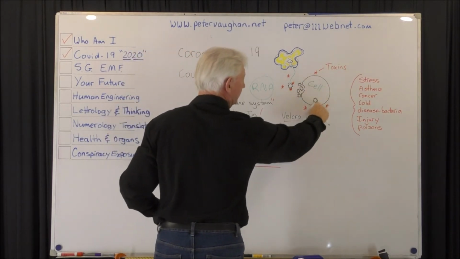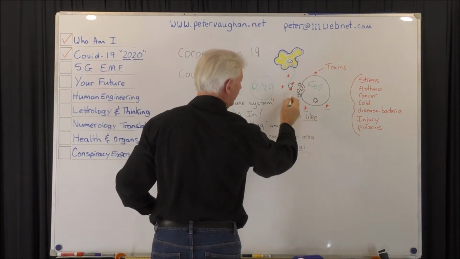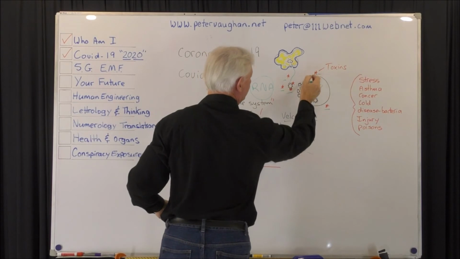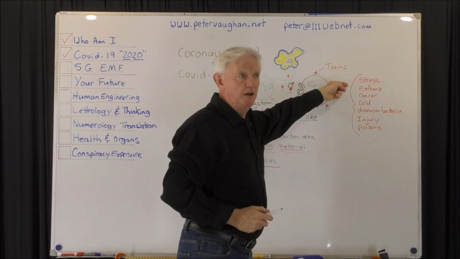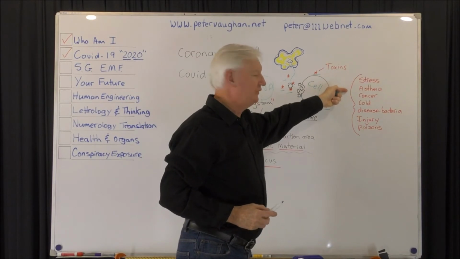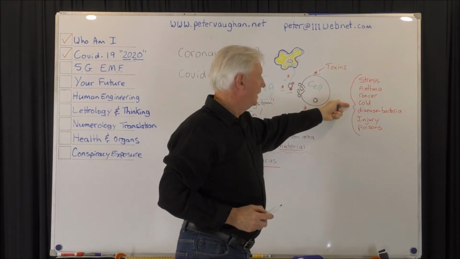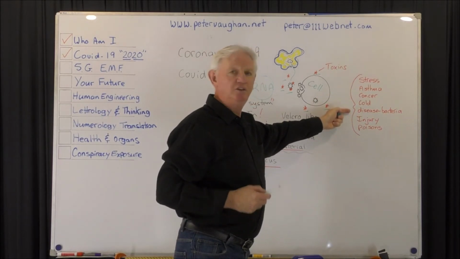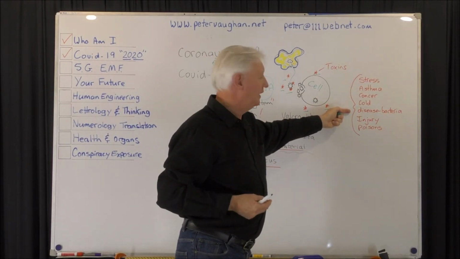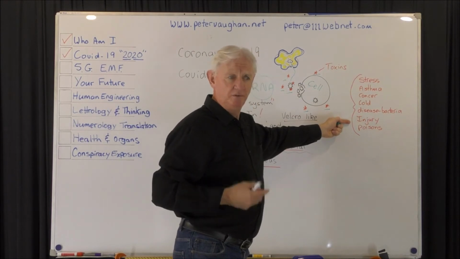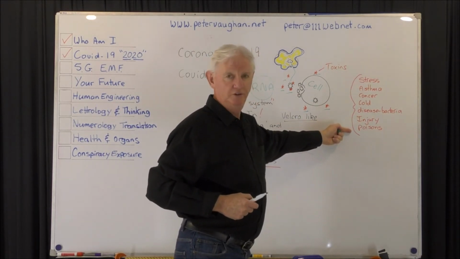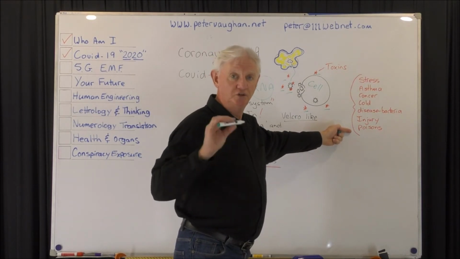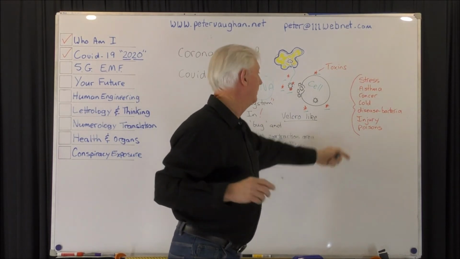Here we have a cell. It's getting attacked by toxins that can be created from stress, being under stress, money stress, emotional stress, asthma, cancer, having a cold, just a common cold or an influenza, disease or bacteria that's coming in from the outside, an injury, a broken bone in your body, a scratch or a cut, or poisons, and anything else that can cause stress on the body in any form.